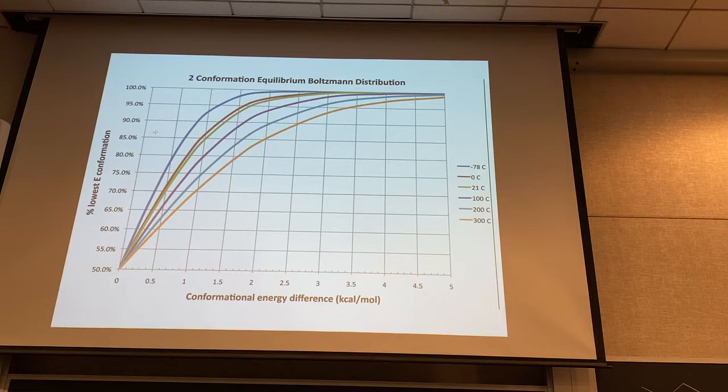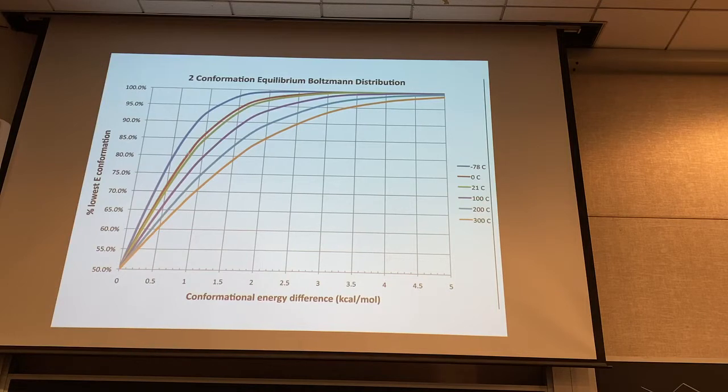So that's the color coding. And then the percentages here, let me point out the one for us. What was our difference in energy for gauche versus anti-butane? It was 0.9. So right here, you see where I'm pointing the cursor there? So it would be at 0.9. This is the conformational energy difference, 0.9.